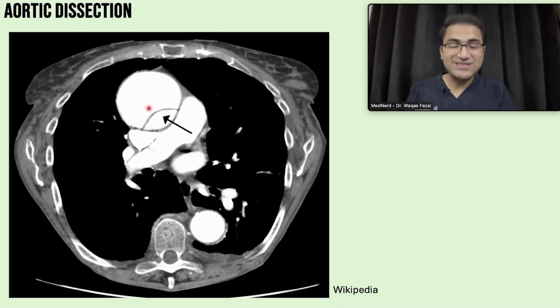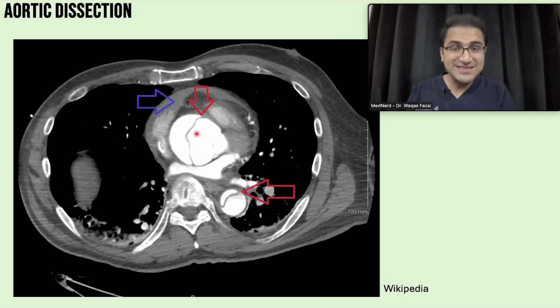Now, this is a picture showing CT angiography, and if you see, this is the aorta, and see the false lumen, see the tear in the intima that has caused the blood to accumulate between the intima and media space. This is another picture showing the aortic dissection. Look at the tear, and look at the tear.